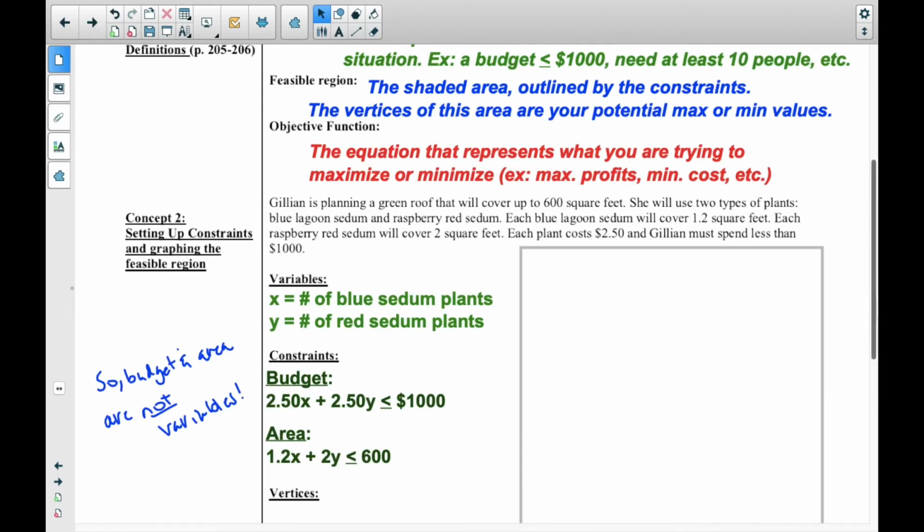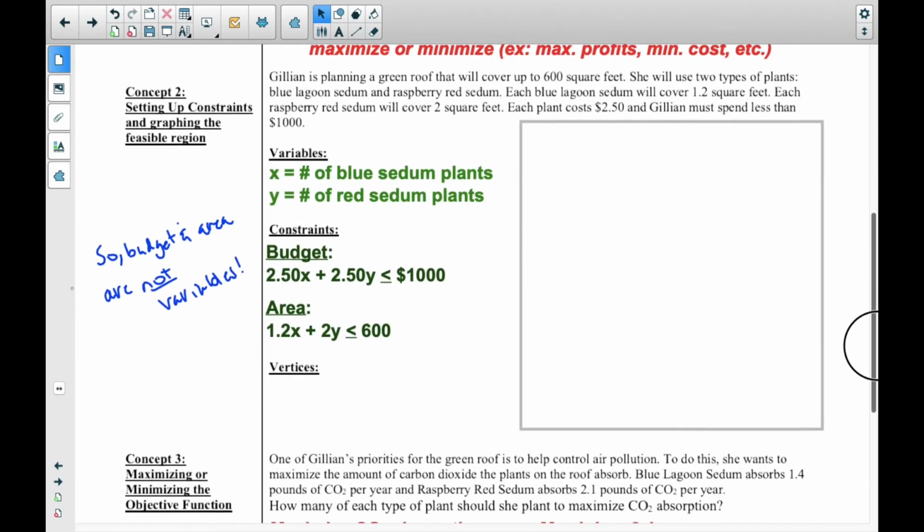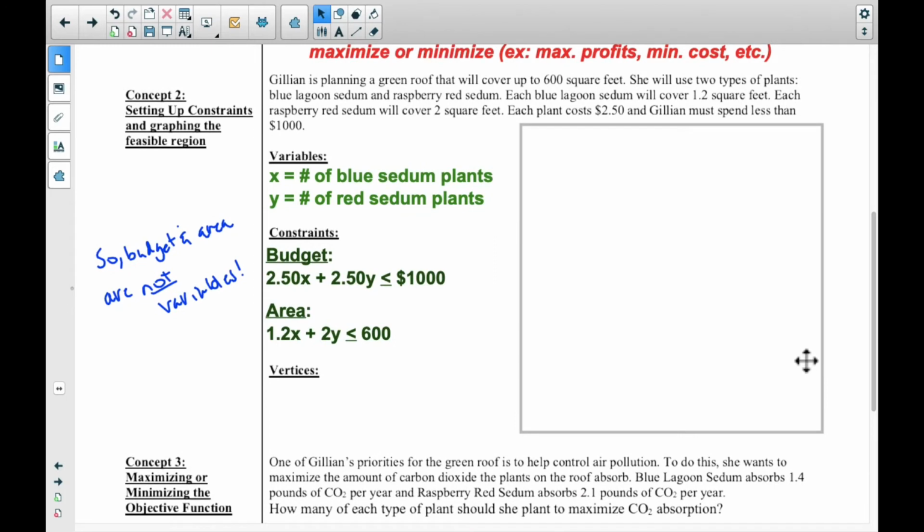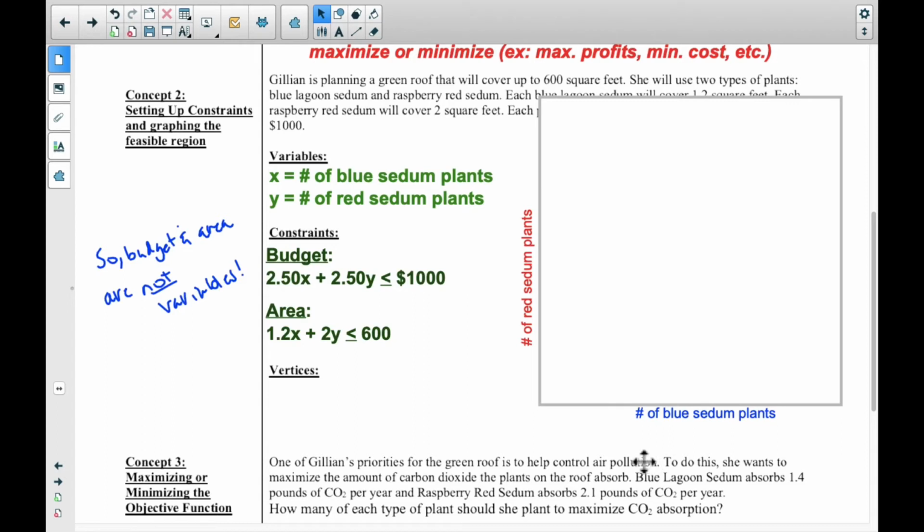But now that we know the variables and we know the constraints, now we can start to put our graph together. And so we're going to put the number of blue sedum plants on the x-axis, the number of red sedum plants on the y-axis. So here we go with that. We need to decide what we are going to count by and how high we are going to count. And so this graph that I have here on your paper has 10 dark lines and then the midline in between each one, and 10 dark lines going this way. These two are in standard form. We have talked about standard form and how to graph using standard form.